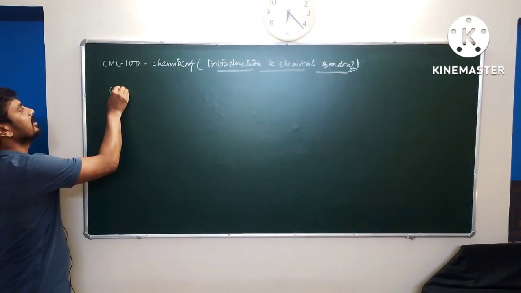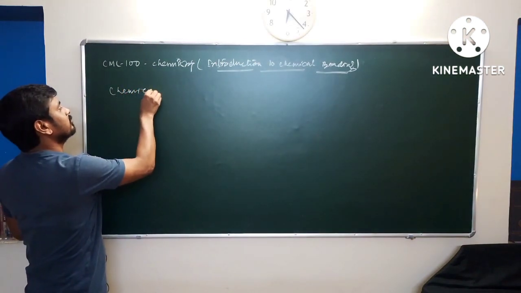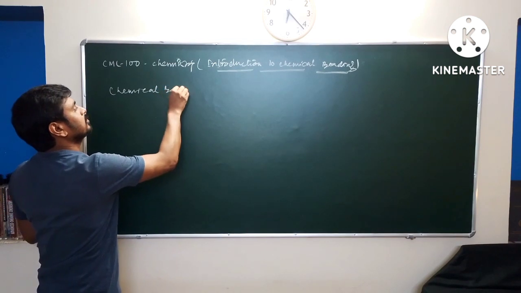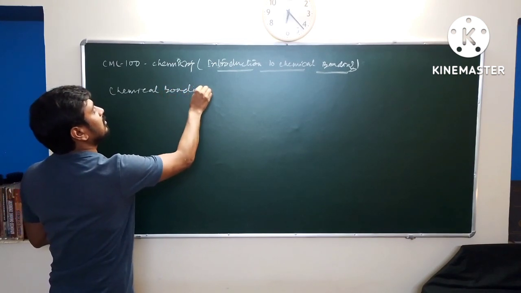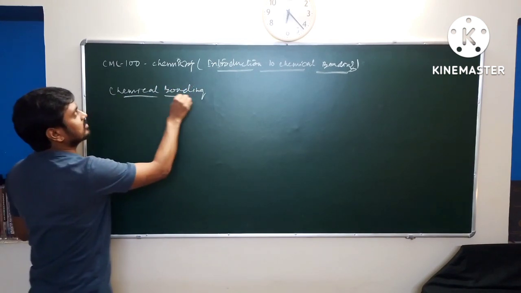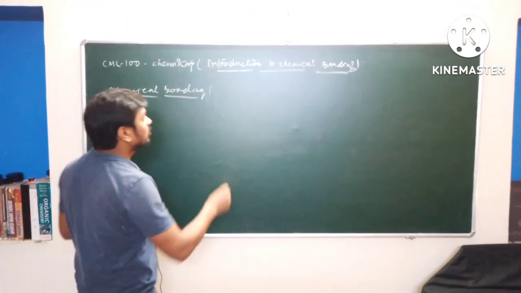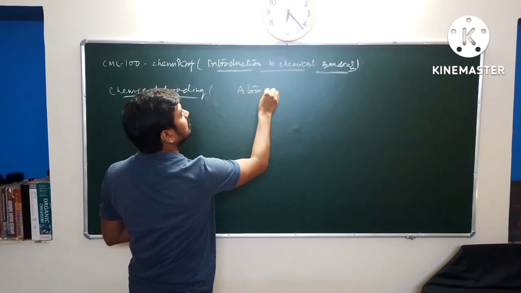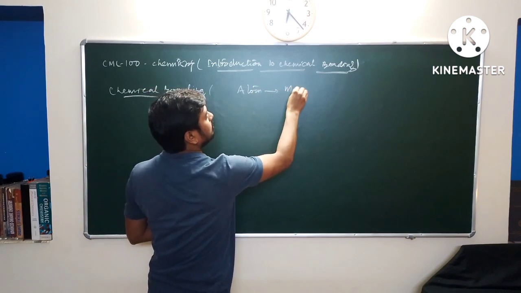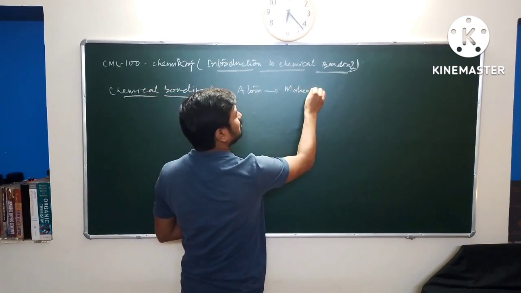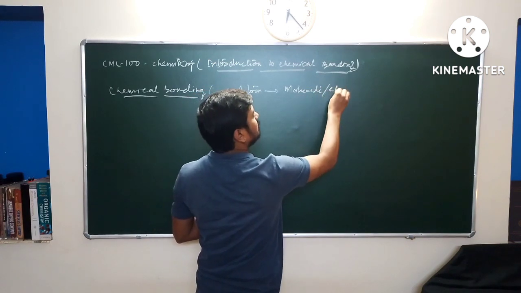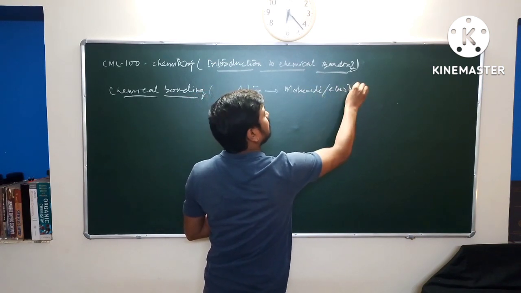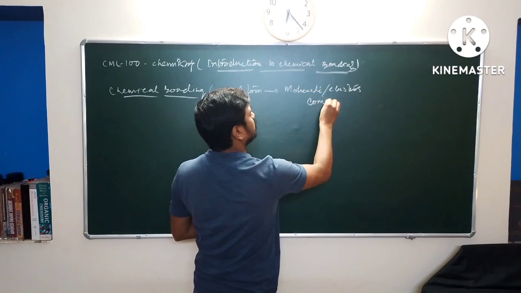So basically, chemical bonding is a whole business to convert atoms to molecules, clusters, and a whole range of compounds.